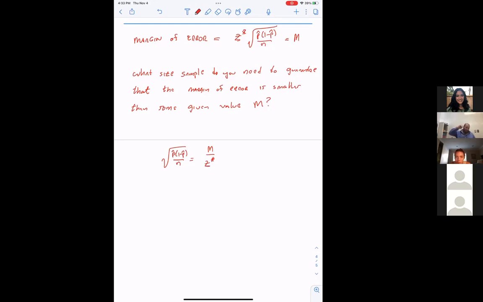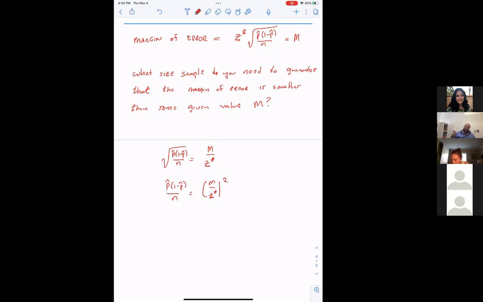Square both sides. p hat (1 minus p hat) over n equals m over z star, squared. What's the next good step to do? With my eventual goal to get n by itself, what's a good next step? Would it be to multiply by 1 over p times 1 minus p? That can work, but then I have 1 over n equals.